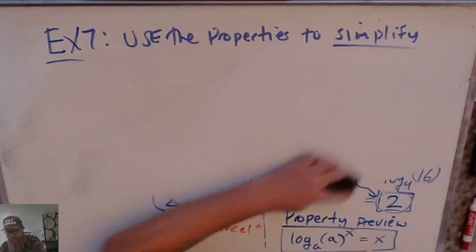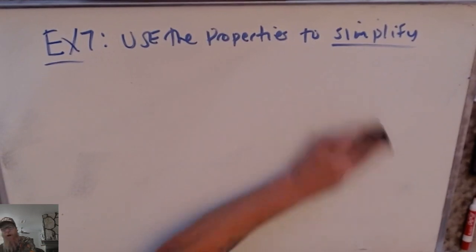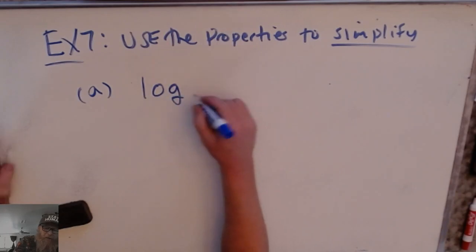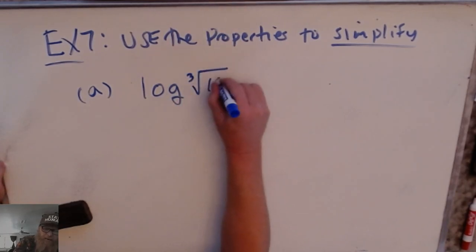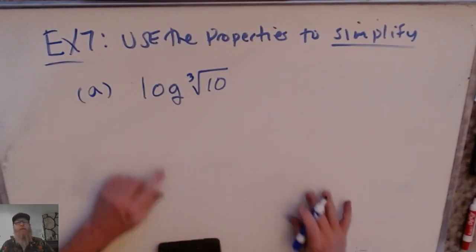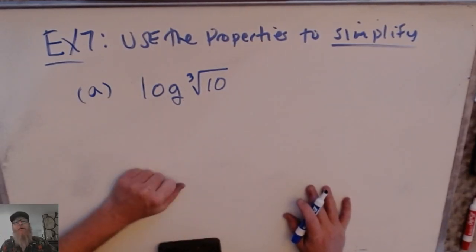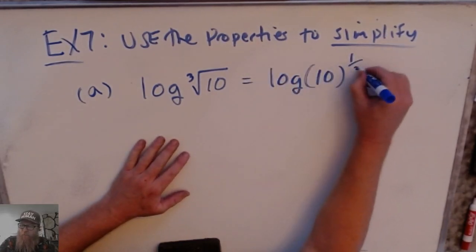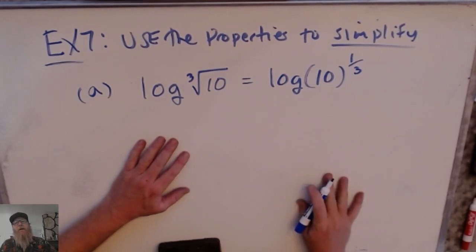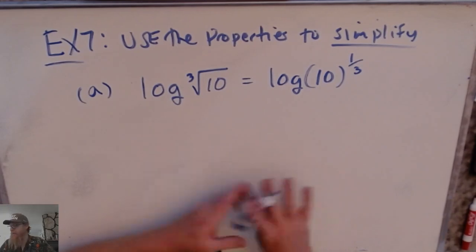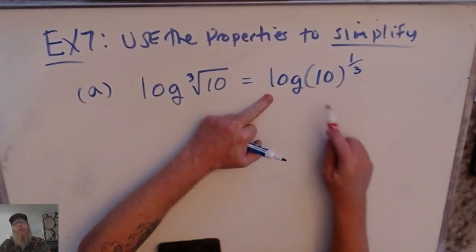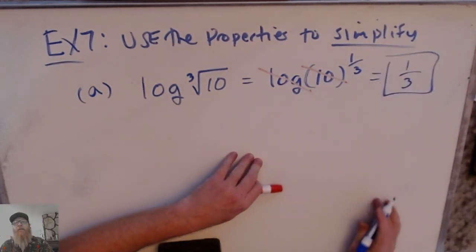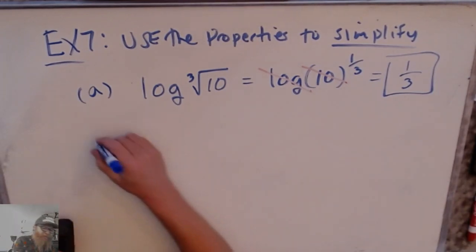So we often just refer to this as simplifying when you're using a property. So suppose you have log of the cube root of 10. Assuming this is a common log because there's no base. So this is log of 10 to the 1/3 power. What power of 10 is 10 to the 1/3? It's just going to be 1/3. That's it, as long as you've got that property.